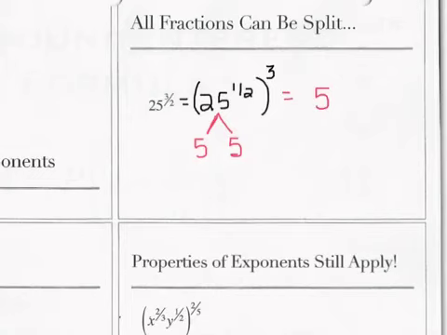Now I've still got this 3 floating out here. So what I'm going to do is just stick it over here on the 5. I need to do 5 to the power of 3 now.